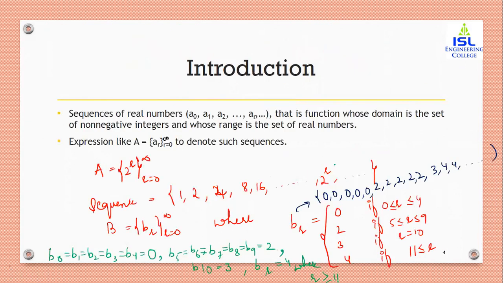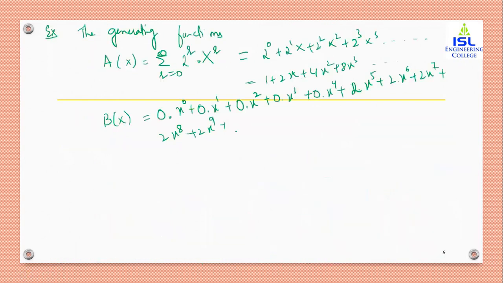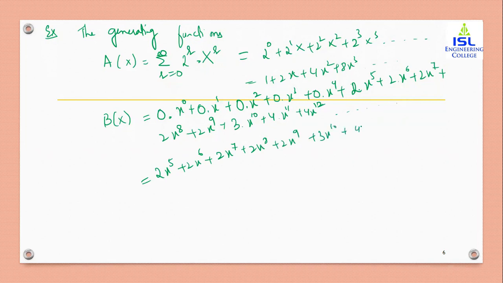Then we have 3 into x power 10, and then after that all 4. So plus 3 into x power 10 plus 4 into x power 11 plus 4 into, so from here we have all 4, so we can just write this. So basically b of x will be written as, all zeros we will just not write, so 2x power 5 plus 2x power 6 plus 2x power 7 plus 2x power 8 plus 2x power 9. So this is the generating function for b of x.